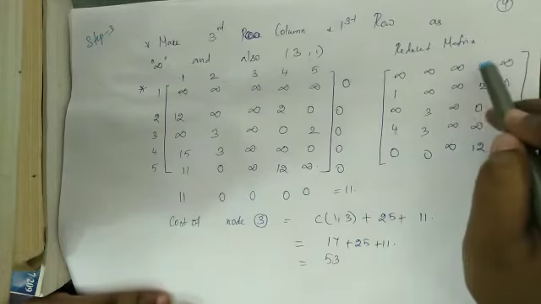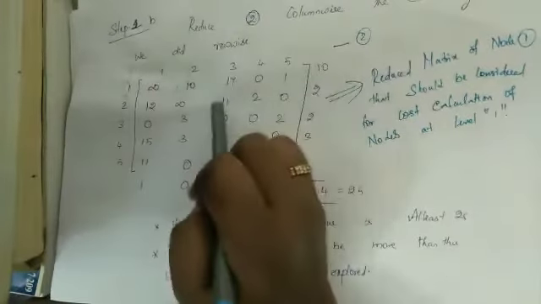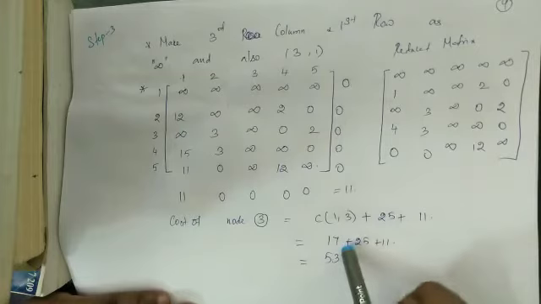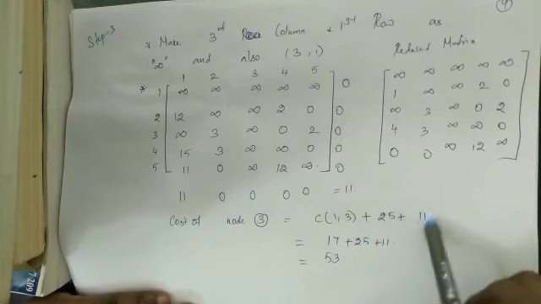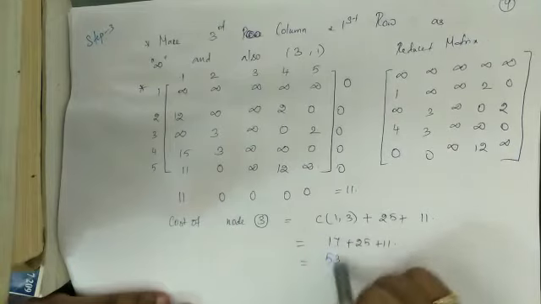This is the reduced matrix we obtained while finding the cost of node 3, and it has to be marked. Now the cost of node 3 is the cost of traveling from 1 to 3, which we find in the reduced matrix of node 1. The cost of traveling from 1 to 3 was 17. The parent node cost, that is node 1 cost, is 25, and the reduction R cap we found is 11. So the total cost of node 3 is 53.